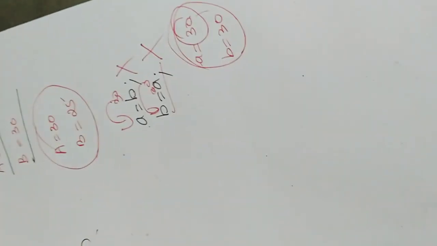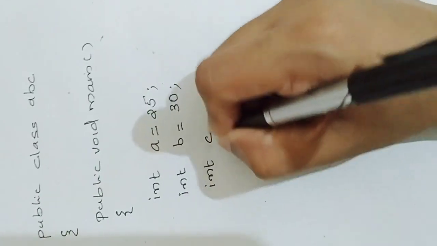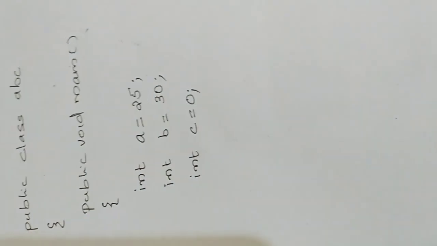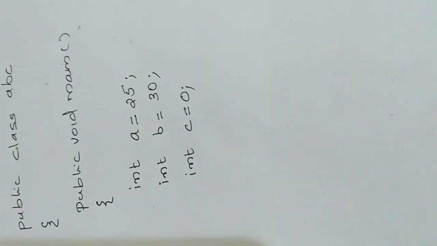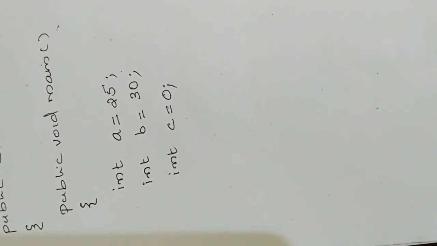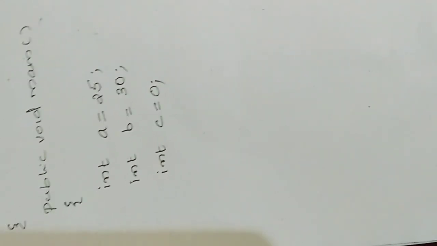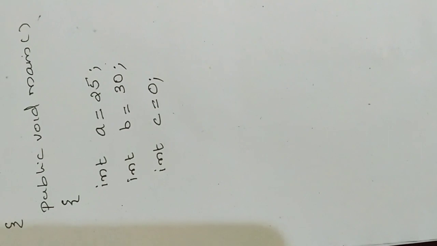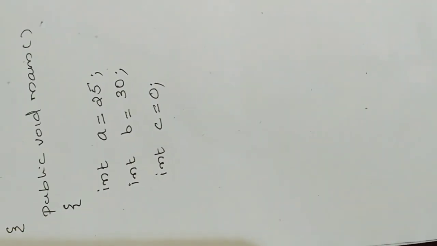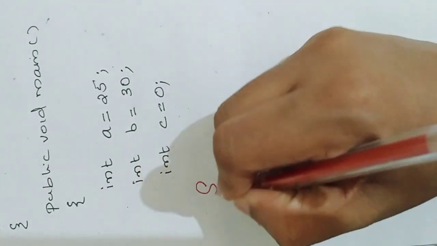So what you have to do is declare another variable, a temporary variable C. You can assign 0 if you want, otherwise you can directly use it. I have just assigned it with 0. I just want to say that there is nothing in that C. It's a temporary variable. Now I am going to swap the values, but before that I am going to print the values.